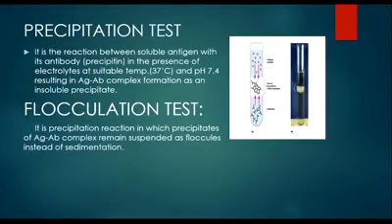Now the precipitation test. It is the reaction between a soluble antigen and its antibody, which is termed precipitin, in the presence of electrolytes at a suitable temperature, 37 degrees Celsius, and pH 7.4, resulting in antigen-antibody complex formation as an insoluble precipitate. So you can see here the antigen is in the soluble form. When it reacts with the antibodies, it forms an antigen-antibody complex, which is an insoluble precipitate.